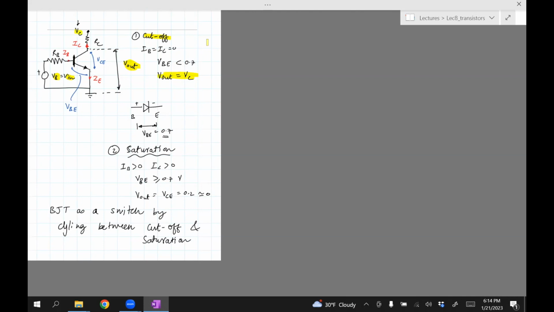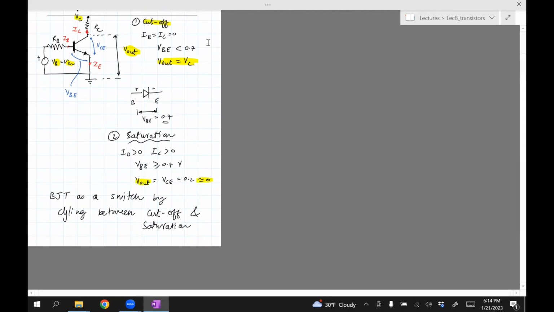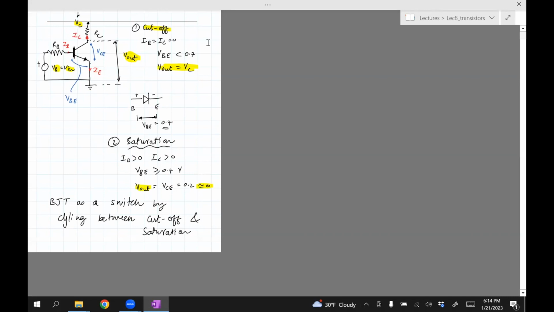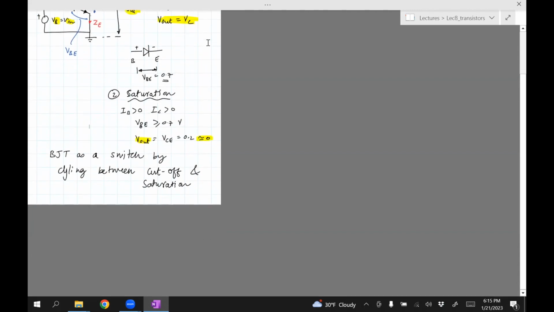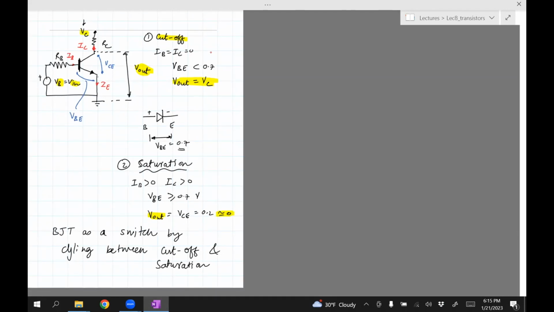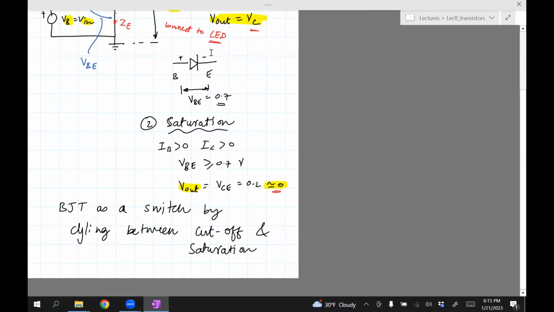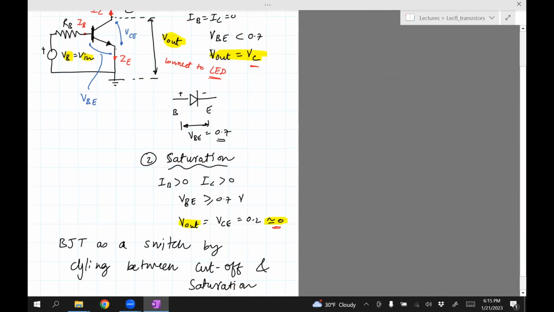So this V out is this VC in the cutoff mode, but in the saturation mode, by changing VB, we are effectively able to get V out equal to 0. So this BJT shifts from going from VC to 0 as we change B or VB. And that's how we can use it as a switch. If you connect, let's say, a light emitting diode here, you'll see that the voltage across the LED will be either VC if the BJT is in cutoff mode, or 0. And that way you can get the light emitting diode to be either bright or dim.